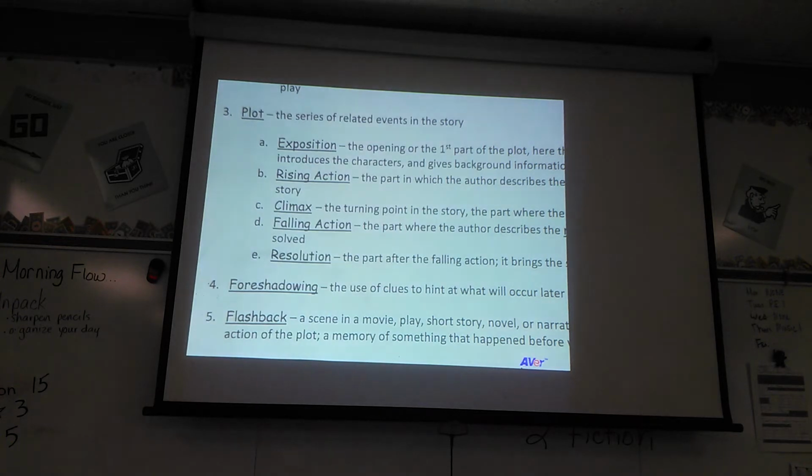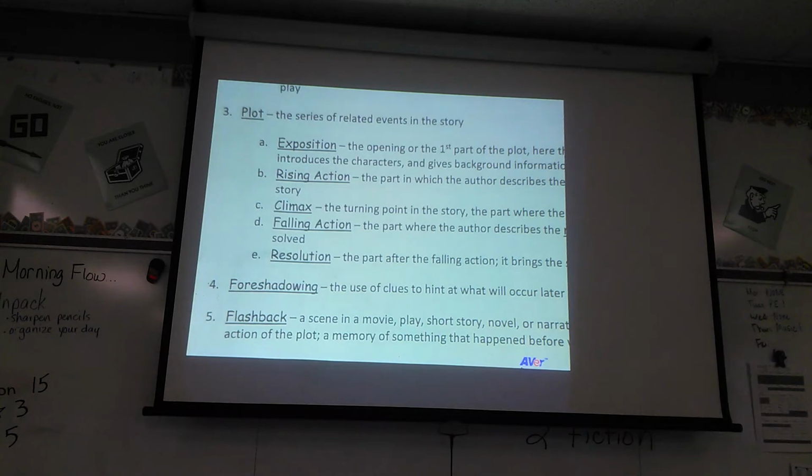And then the resolution part is the end of the falling action. It brings the story to a satisfactory close.